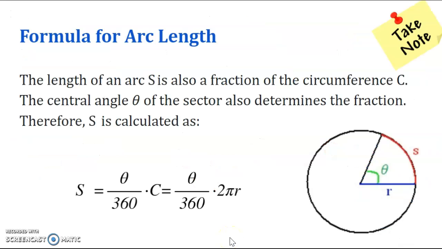So please take notes on this. The length of an arc, S, we use the letter S for the arc length, is also a fraction of the circumference C. The central angle theta of the sector also determines the fraction. Therefore, S is calculated as theta over 360 degrees multiplied by C, the circumference, which is theta over 360 times 2 pi r, where theta represents the central angle, r represents the radius, and S represents the arc length. So please take these notes and draw all the diagrams.